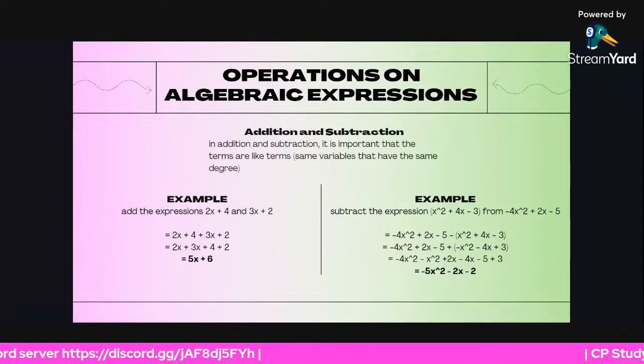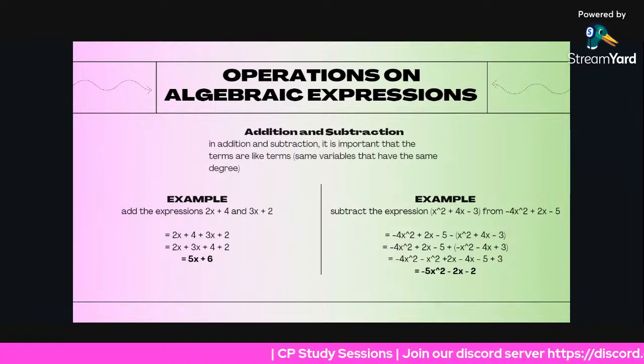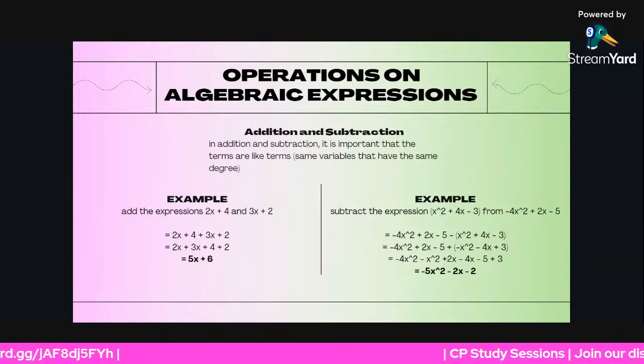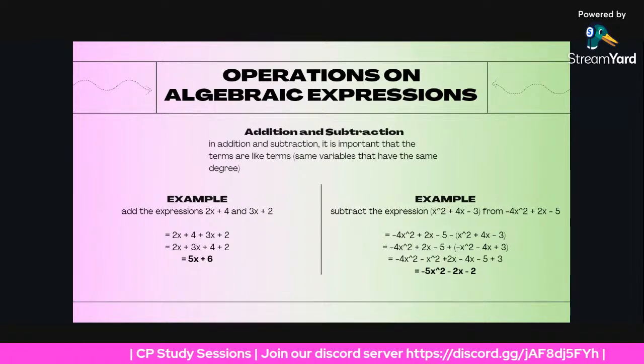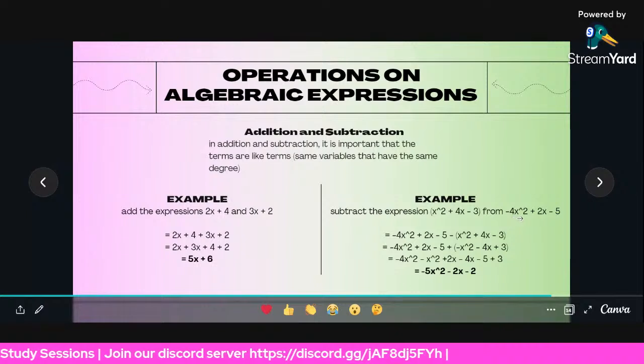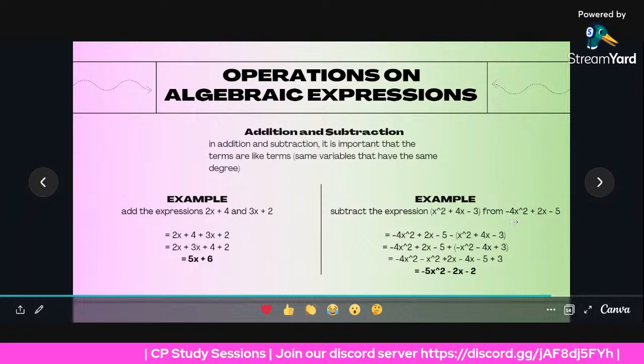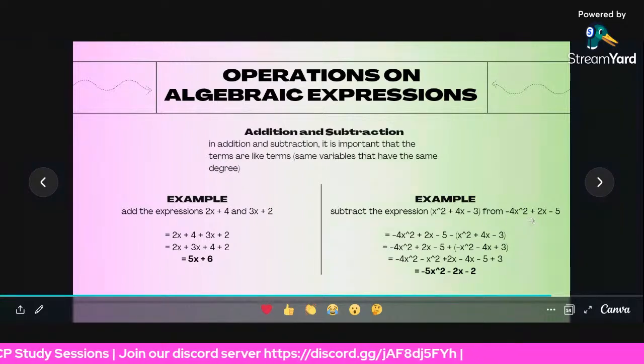Subtract the expression quantity x squared plus 4x minus 3 from negative 4x squared plus 2x minus 5. So, nakalagay dito is subtract the expression from. So, ang uunahin natin is yung equation sa right side. Ito, yung negative 4x squared plus 2x minus 5. Since sabi, isa-subtract natin to x squared plus 4x minus 3 sa negative 4x squared plus 2x minus 5.